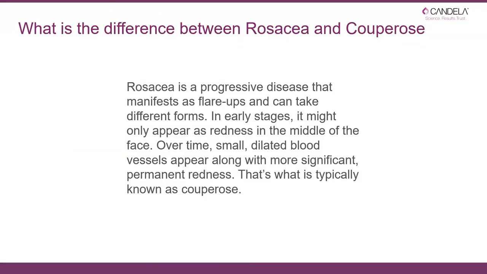In its early stages, it might only appear as redness in the middle of the face, particularly the nose and the cheek area. But over time, some dilated blood vessels appear along with more redness. This is typically what some people will call couperose. So they are very similar. They both manifest as telangiectasia or thread veins, and we treat them both in exactly the same way. So if the diagnosis isn't accurate, the treatment is actually the same for both of them.